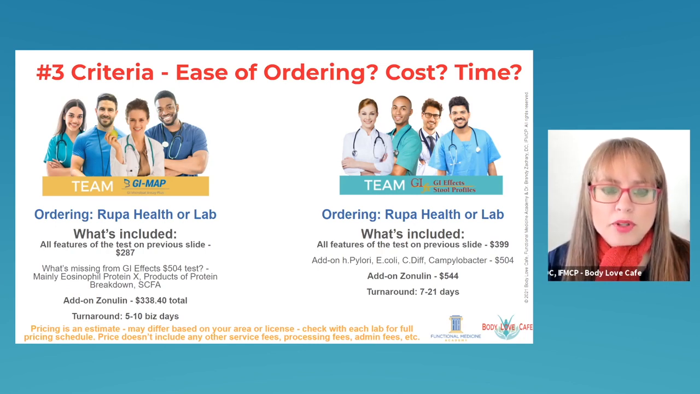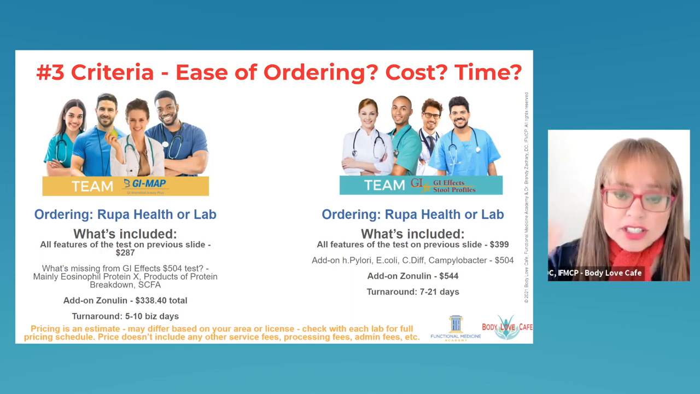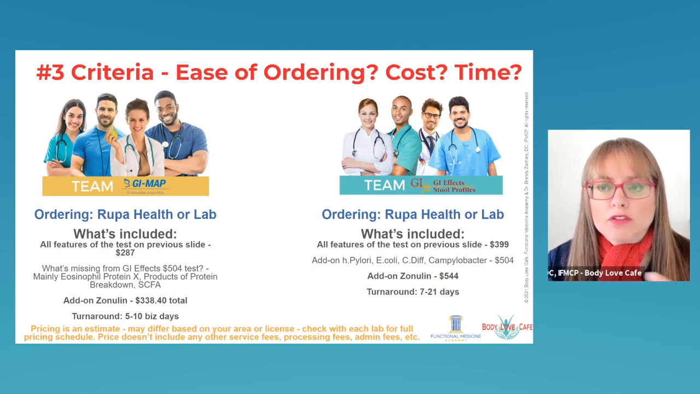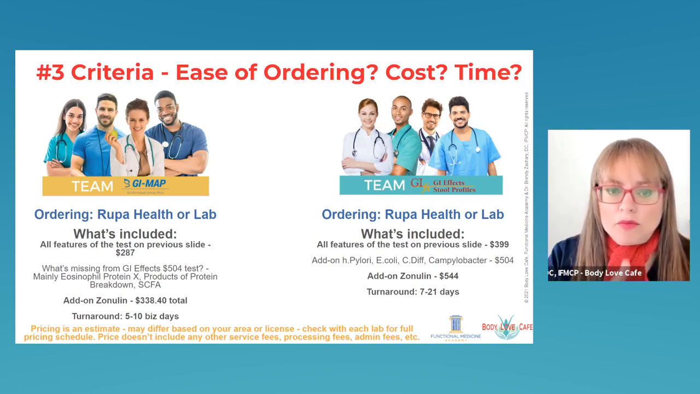So GI map largely is one complete test with an add-on zonulin. So I gave the price. When you add on zonulin, that's the total price, not an addition. It just takes it from its base up to that price. And then I gave you a turnaround time from the lab once they receive the test. Of course, there can always be lab delays. We've all dealt with that. We just let our patients know the reports, if they're delayed, they do come in. And then I did list under Team GI Map some of the things that are missing on the GI Map that you'll see on GI Effects.